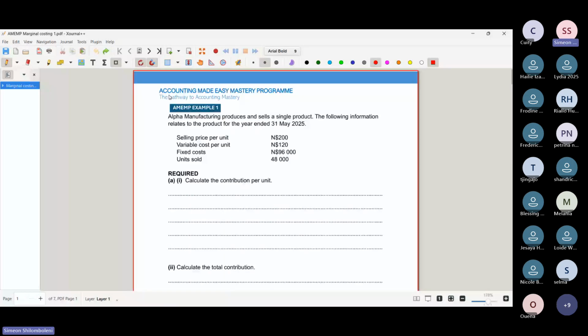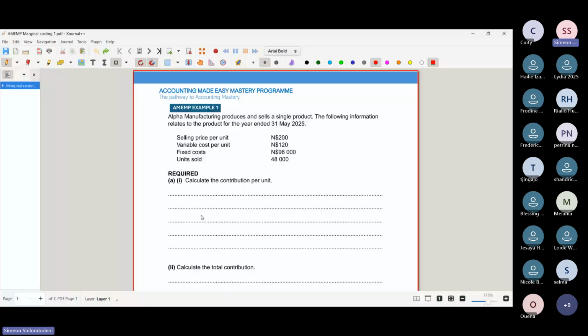Alpha Manufacturing produces and sells a single product. Now, this is the easier one, straight to the point, no complications. We'll finish it, then we go to the complications, and I'll tell you, when you find something like this, look out for this and this and this. Alpha Manufacturing produces and sells a single product. The following information relates to the product for the year ended 31st May 2025.